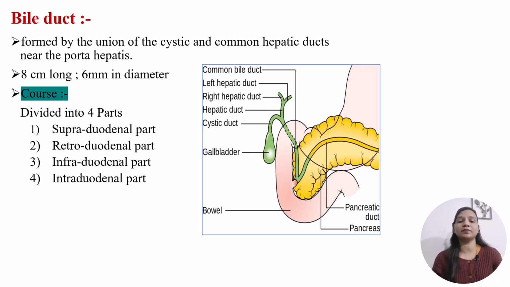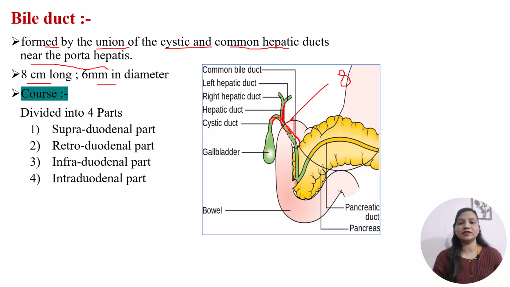The next one is the bile duct. The bile duct is formed by the union of the cystic duct and common hepatic duct near the porta hepatis. As we have already discussed, and as you can appreciate here in the picture, the cystic duct and the common hepatic duct join together near the porta hepatis to form the bile duct. This bile duct is 8 centimeter long and 6 millimeter in diameter.